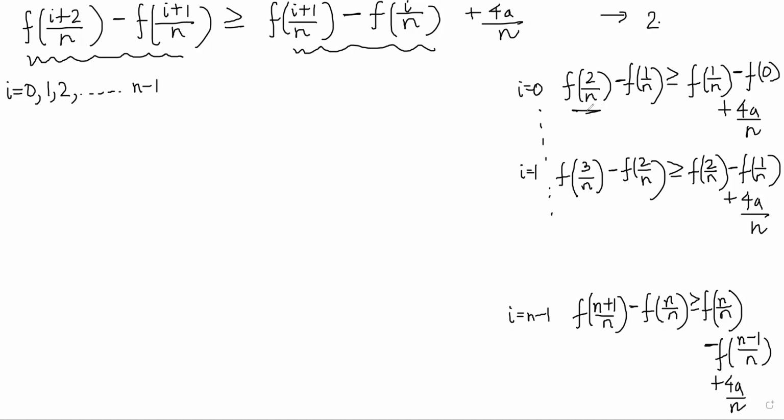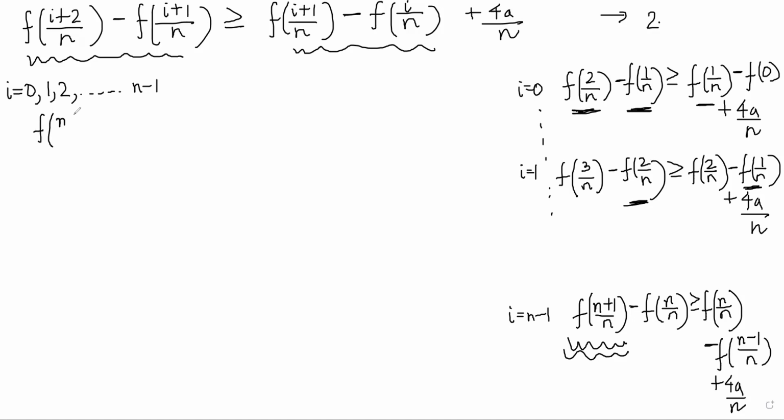You can see clearly that there is a telescoping series type of situation happening here. f of 1 by n and f of 1 by n get cancelled. If you add up all of these results, you will end up with the first term of the last inequality and the second term of the first inequality. If you simplify after adding, you end up getting this result.